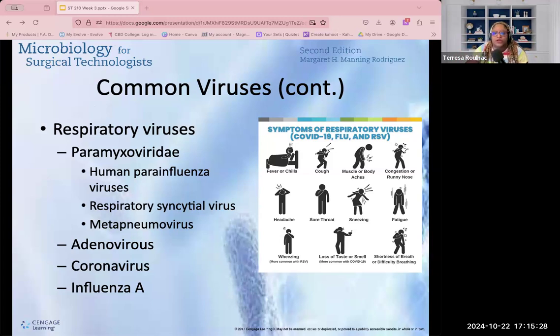RSV, this is respiratory syncytial virus, a common virus, of course, that causes respiratory infections in infants and young children, leading to bronchiolitis and pneumonia in severe cases. Coronavirus. The family includes several viruses that cause respiratory illness, ranging from the common cold to more severe diseases like COVID-19. And then we look at influenza A, which is a major cause of seasonal flu, and it can lead to widespread outbreaks and can affect people of all ages. But it's important to get vaccinated to help, of course, prevent its spread.